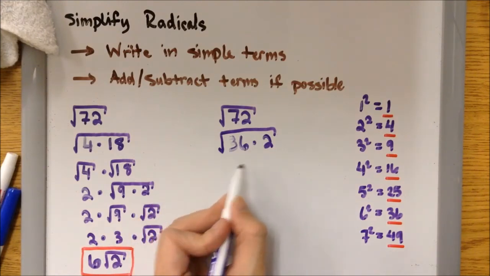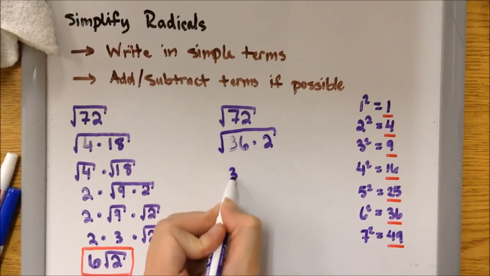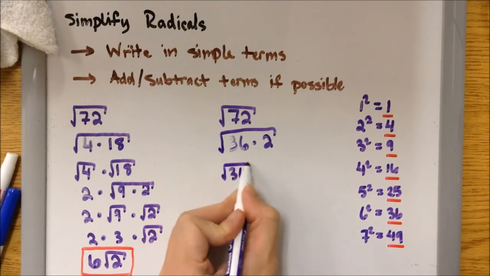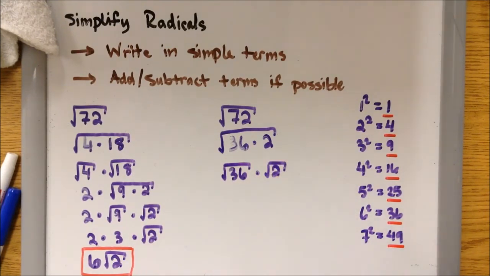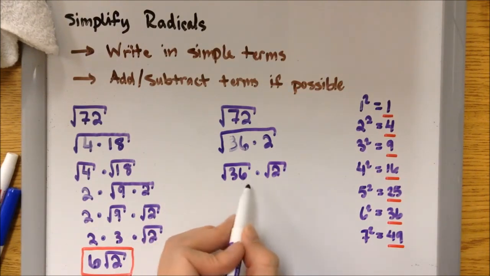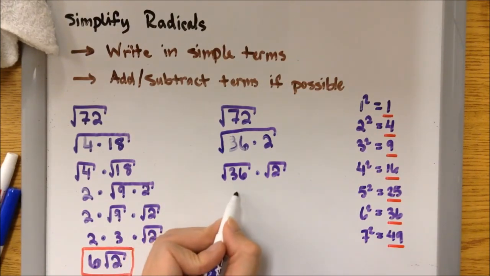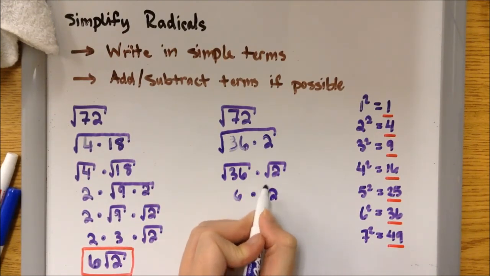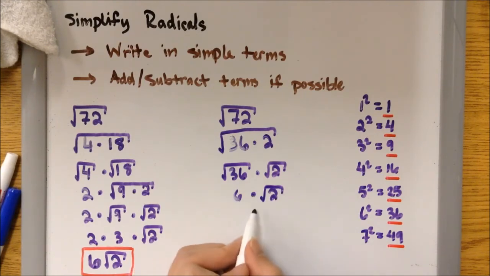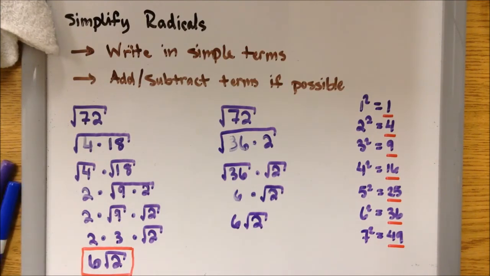So let's break it into 2 square roots. So square root of 36 times square root of 2. Then the only one I can simplify is the square root of 36, which is 6. Bring down the multiplication sign, bring down the square root of 2. Then the only thing I can do is multiply, so 6 times square root of 2 is just 6 square root of 2. That's it. That's all I can do. So that's our answer.